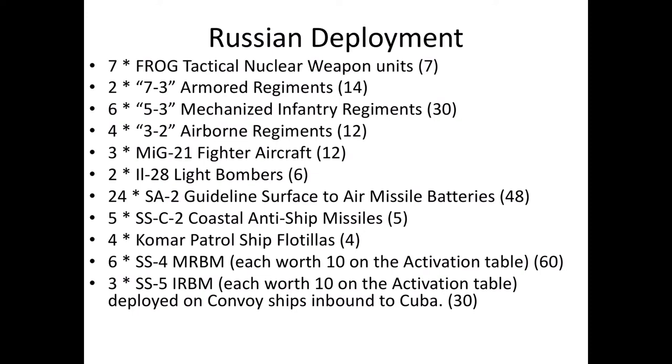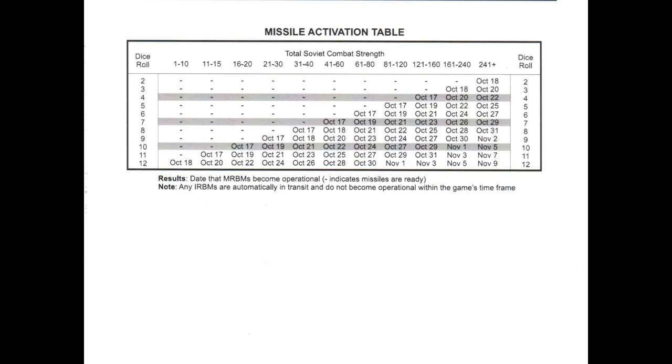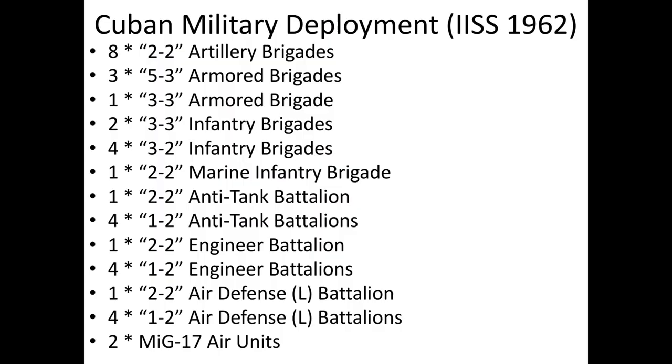So once you calculate the point values and you consult this chart, you apply the points to the top column and you roll 2d6. The date that's indicated tells you when the SS-5s will be ready. So in some cases, if you have 241 Soviet forces and you roll a 12, the missiles won't be ready until November 9th. So there's an incentive to minimize the Soviet deployment, to maximize the covertness of the operation.